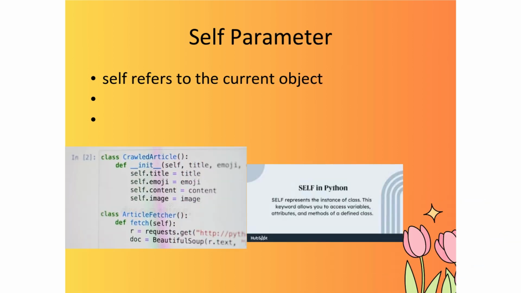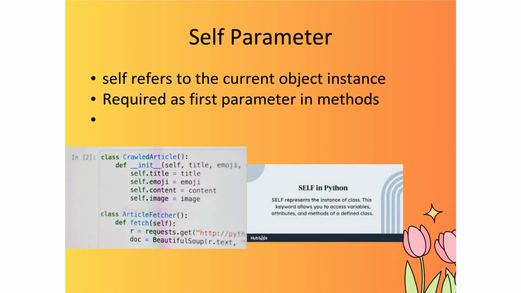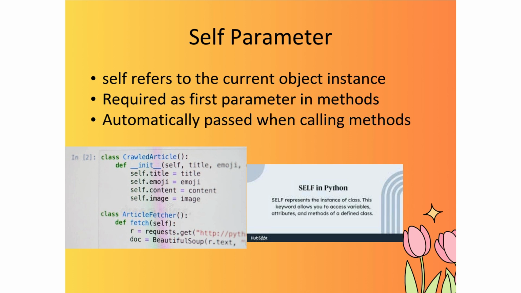Self parameter. You have probably noticed that we always write self inside class methods. So what is it? Self refers to the current object instance. It allows each object to access its own variables and methods. It's automatically passed by Python. You don't need to pass it manually. Think of self like the word "my" in English. When you say "my name is Asha," you are referring to your own name. Similarly, self.name refers to that object's specific name.